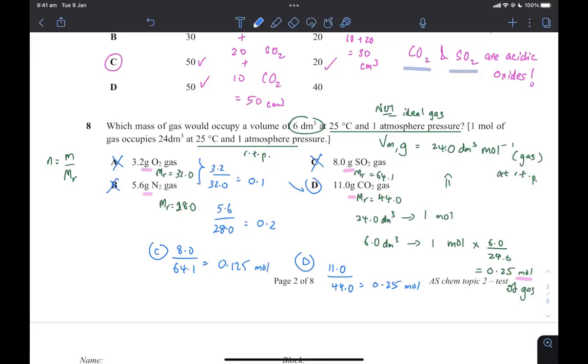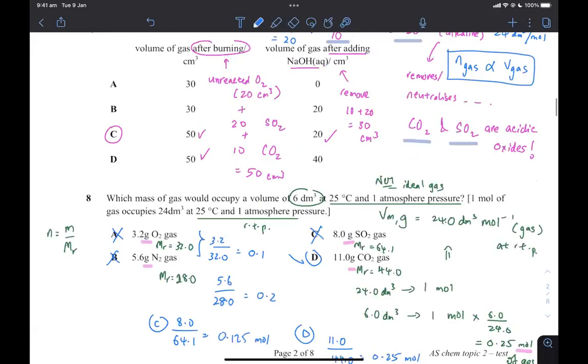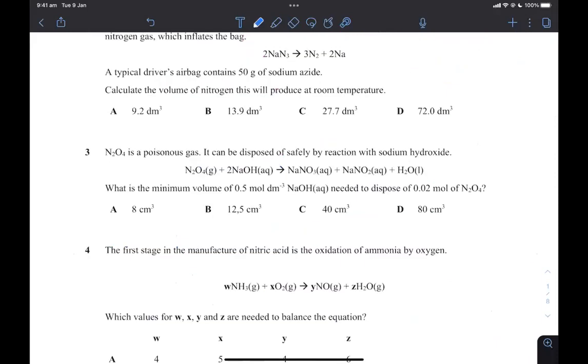Question 3. Question 3 is a calculation question. The most important thing you can learn from me today is to learn to set up the mole ratio in one step. This is mole of N2O4. This is what you have. This is NaOH. This is what you want. This is 1 mole reacting with 2 moles.